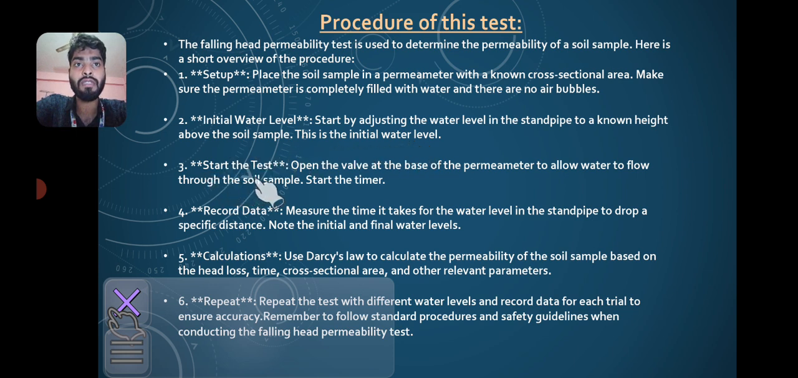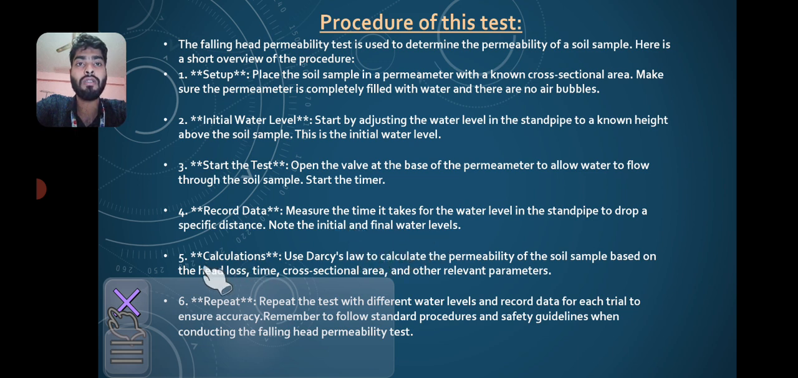And the third is start the test. Open the valve at the base of the permeameter to allow water to flow through the soil sample. Start the timer. Next comes record data. Measure the time it takes for the water level in the standpipe to drop a specific distance. Note the initial and final water levels.